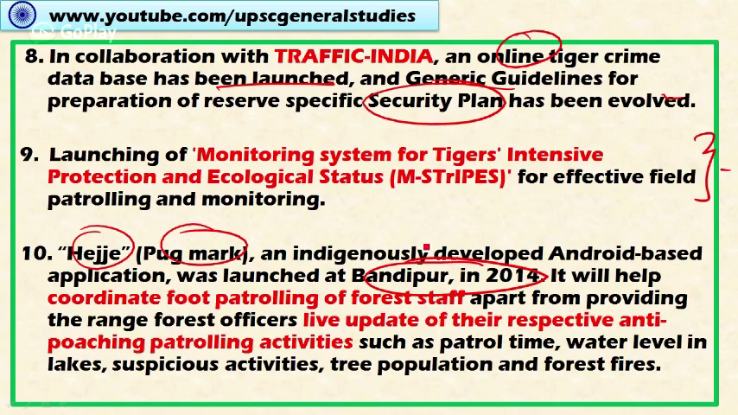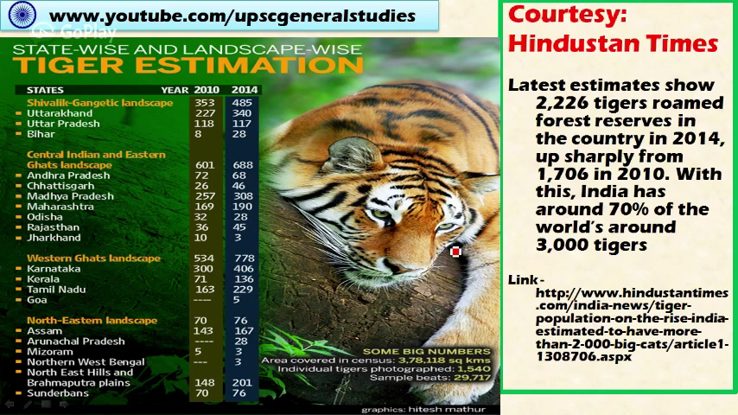It provides the coordinating strategy. It coordinates the foot level workers, forest staff, in better coordinating their activities. It provides other things including the range forest officer providing live updates of their respective anti-poaching patrolling activities such as patrol time, water level in the lakes, suspicious activities, tree population and forest fires. So these are important things India has undertaken in tiger conservation.